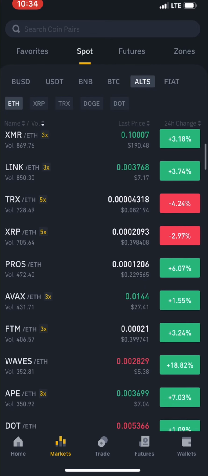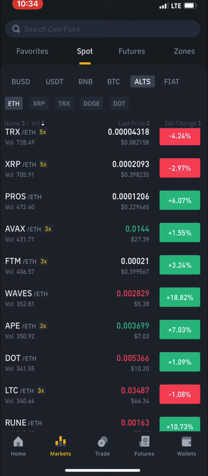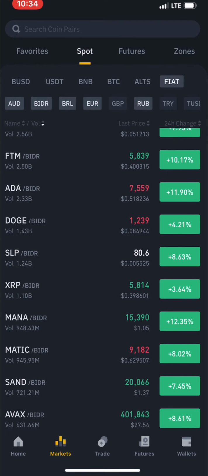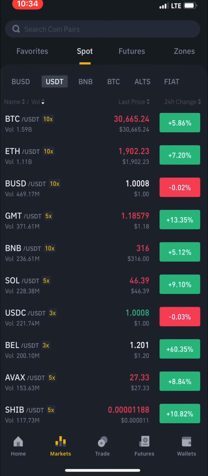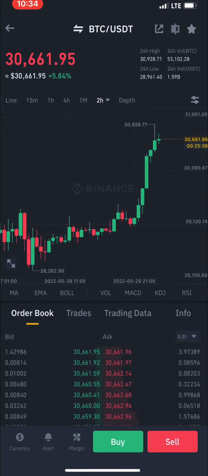These are all altcoins and the currency pairs. You can choose one of your choice, and if you want fiat, this is fiat. You see these Australian dollars and so many currencies that you can trade on your own. But for the purpose of this video, I'm just going to be doing the explanation using BTC/USDT, and this is how the market charts look like.